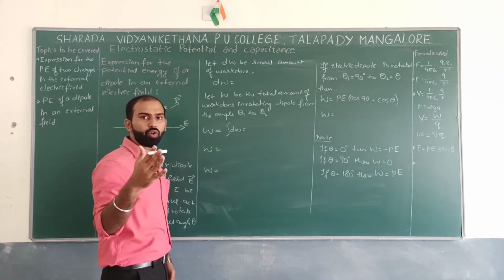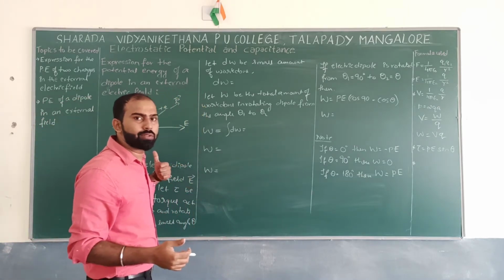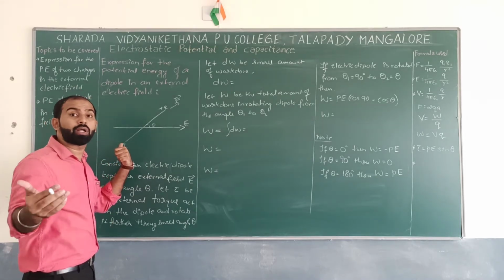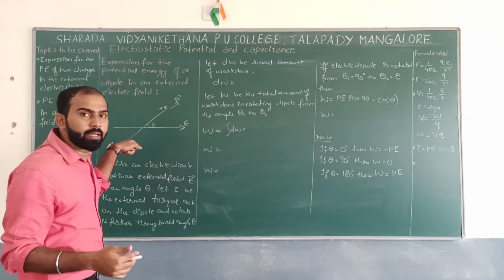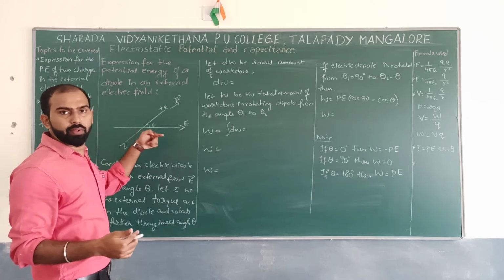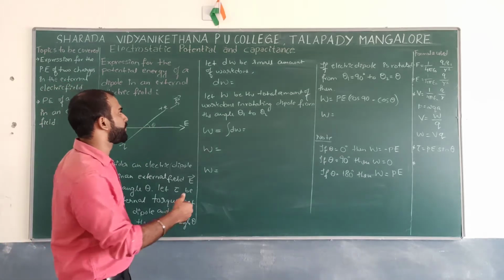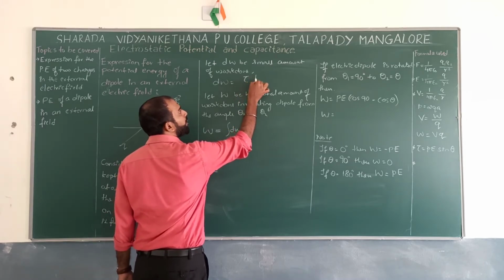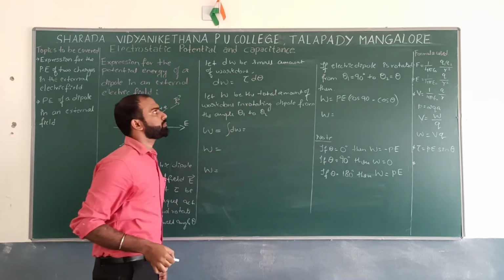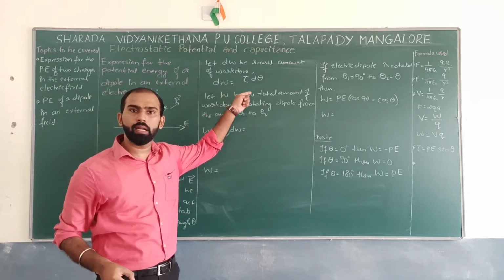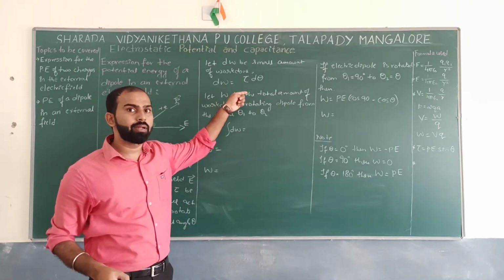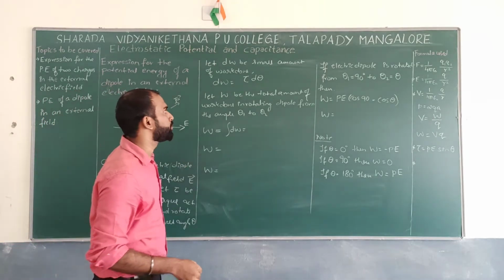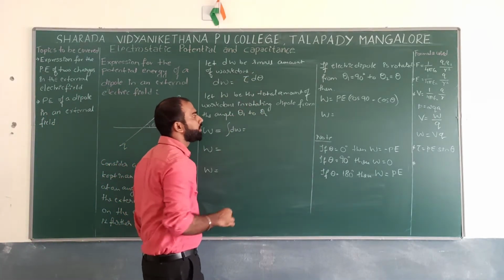That is force into displacement. What kind of force are we supposed to apply over here? That is external torque we are supposed to apply on the dipole which is under the region of external electric field. So, which is nothing but rotating force, that is tau into d theta. Tau is the external torque which is applied on the dipole. So, this is a small amount of work done.